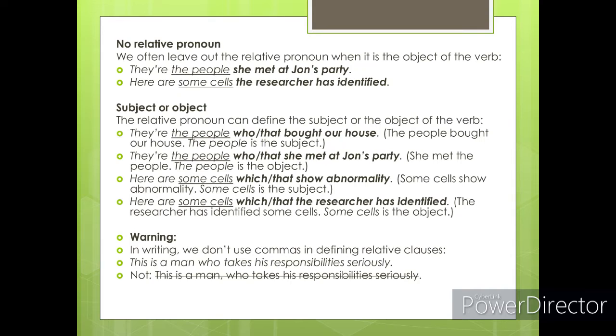Subject or object. The relative pronoun can be the subject or the object of the verb. For example, they are the people who or that bought the house. The people bought the house, so the people is the subject. They are the people who or that she met at John's party. She met the people, so the people now is the object.